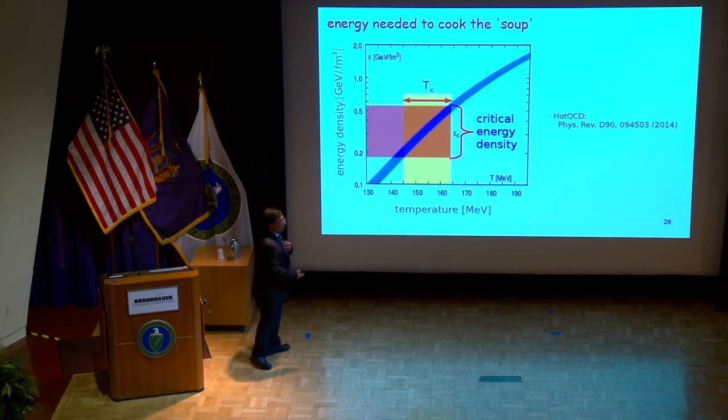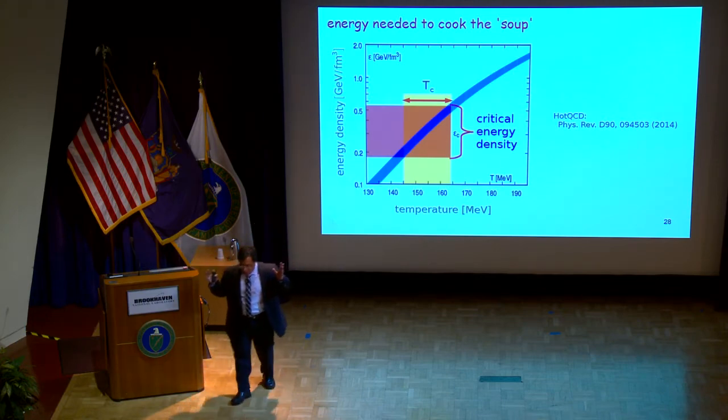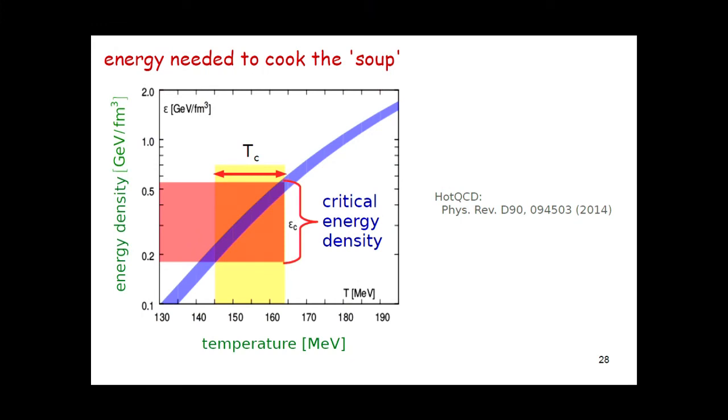I said before that we need to collide nuclei and dump a large amount of energy to create this quark gluon soup. So what is the critical energy density that is required to form this quark gluon soup? We can calculate the energy density of QCD matter, which has been done here, as a function of temperature, and see what the energy density is in the temperature region where the transition happens.